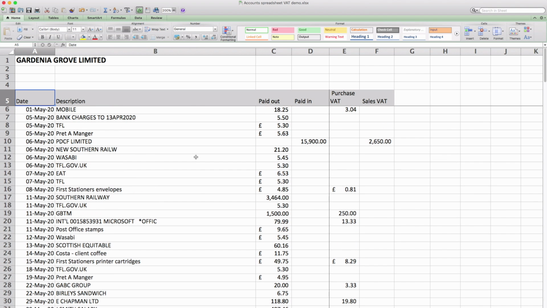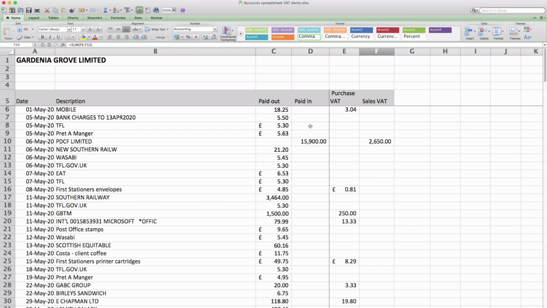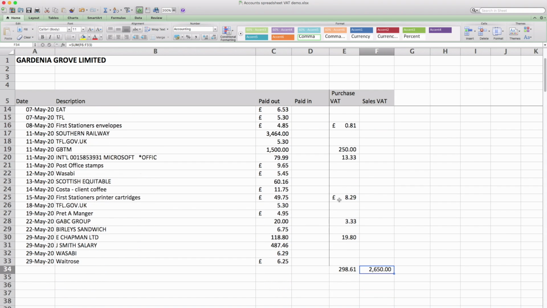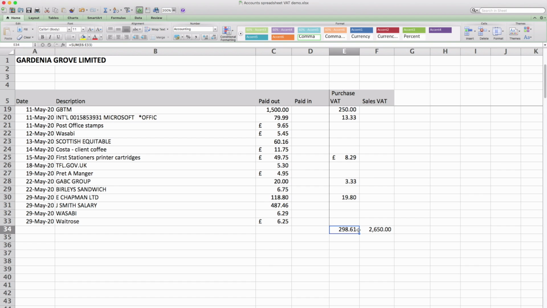And what we've done, because it's a cash scheme, the VAT is calculated based on cash in and cash out. So in this case, we've gone through and where the items have included VAT, we've added an extra couple of columns to the bank data. And this gives us our total purchase VAT and sales VAT. And these will be the numbers that you'll be reporting on your tax return when you complete it.